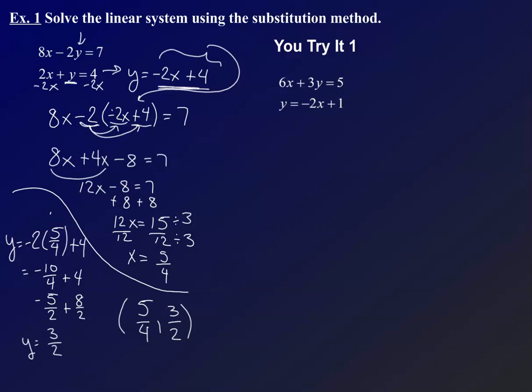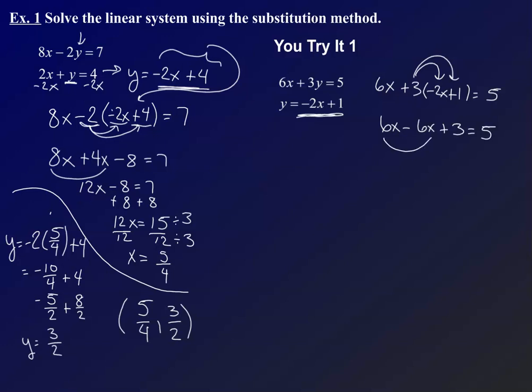Okay, now that you've tried it, we're going to rewrite the first equation. 6x plus 3, and again we're leaving space, equals 5, and in that space we're going to put the negative 2x plus 1. Now we're going to bring the 6x down, and distribute the 3. So positive 3 times negative 2x is negative 6x. And then 3 times 1 is positive 3.